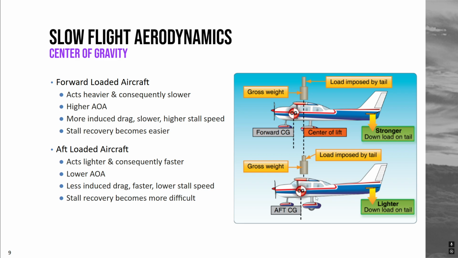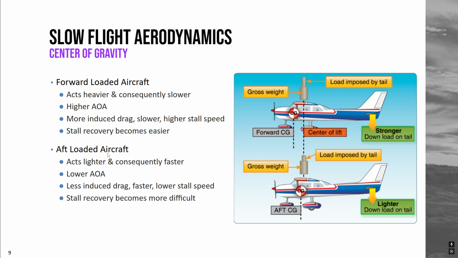An aft-loaded CG acts lighter and is faster because we're flying at a lower angle of attack. We don't have as much tail down force, so we don't need to create that additional lift when compared to the forward-loaded aircraft. So we're flying at a lower angle of attack, meaning less induced drag, meaning faster cruise speeds. And since we're flying at a lower angle of attack, we are farther away from that critical angle of attack, giving us a lower stall speed. And stall recovery is more difficult than in an aircraft with a forward-loaded CG. There's just less of a tendency of that aircraft to nose down.